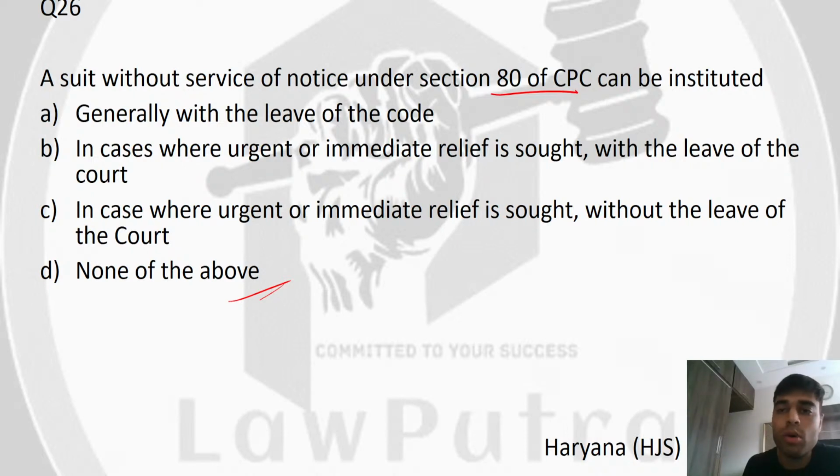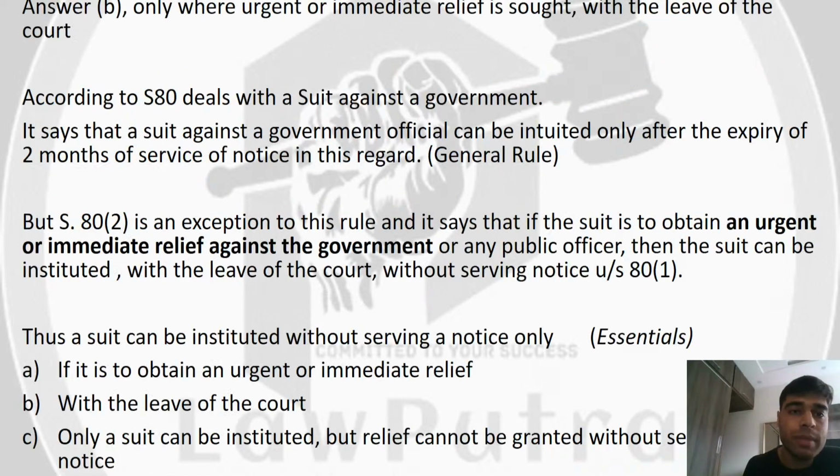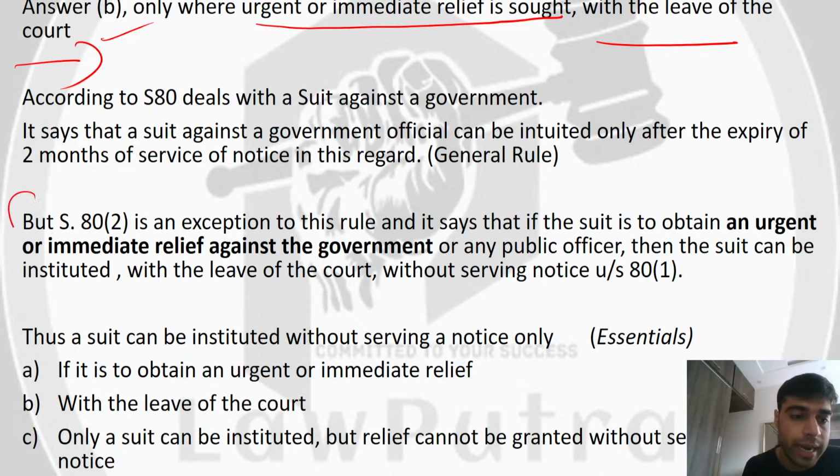That means Section 80 तो बोलता ही है कि आपने कोई भी गवर्नमेंट के अगेंस्ट में केस करना है, आपने उसको एक नोटिस सेंड करना है that we will be instituting a case against you. But let's say due to some reason आप ये नोटिस को सर्व नहीं कर पाते हो. Then what? Then can it be instituted or not? So the answer is B. It can be done. That means even without service of notice also, okay, a suit can be instituted against the government servant or any government or public officer if urgent or immediate relief is sought with the leave of the court. Okay, and this exception is basically given under Section 80(2).